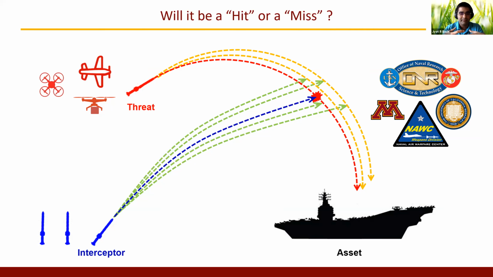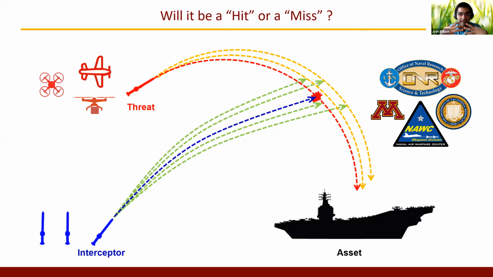Now these threats can destroy our assets. So preventing these types of threats is crucial. And in order to prevent them, we launch interceptors. These interceptors try to hit the threat, and failure to hit the threat can result in dangerous consequences. For example, losing an asset or failure to prevent a nuclear strike or nuclear attack.